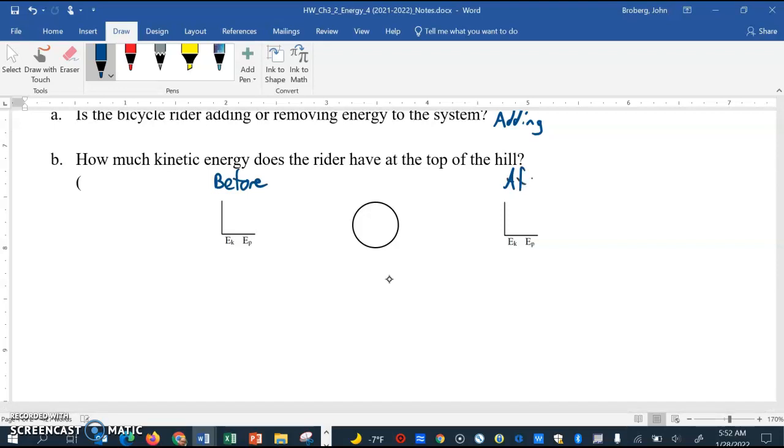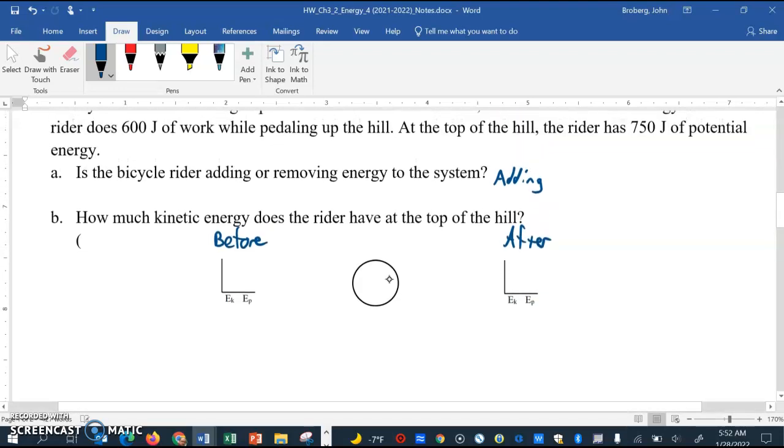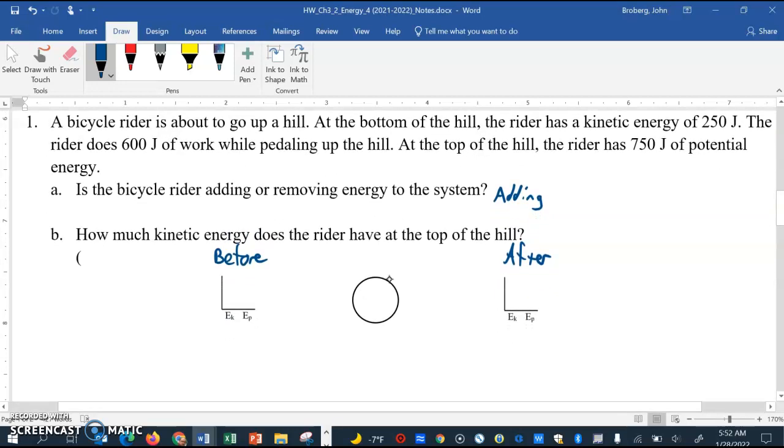Before, that rider is at the bottom of a hill, and so they do not have potential energy. But they are moving, they have kinetic energy. And how much kinetic energy? Well, we'll just say they have kinetic energy. But they do 600 joules of work. At the top of the hill, they have 750 joules of potential energy. So this amount of potential energy is actually greater than the amount of kinetic energy that we started with. It's a lot greater, way up there.